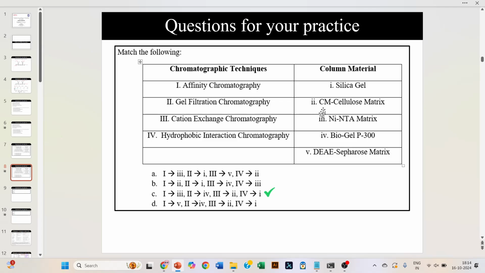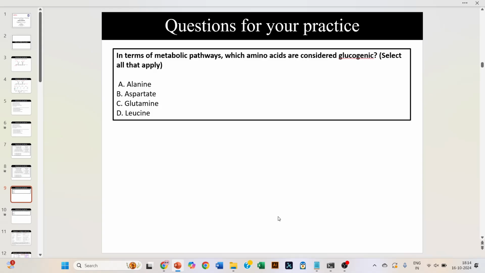So then carboxymethyl cellulose would have the carboxyl group. Carboxyl group is going to be negatively charged, right? So it is going to be 2. And hydrophobic interaction chromatography, this is going to have 1. That is your silica gel. All right. So C is the right answer.